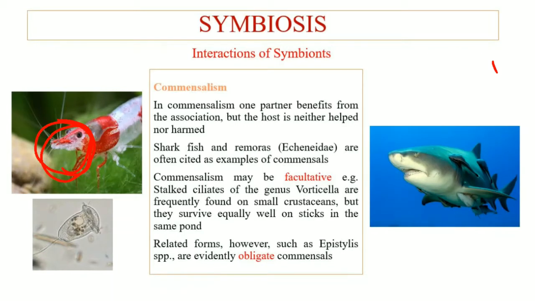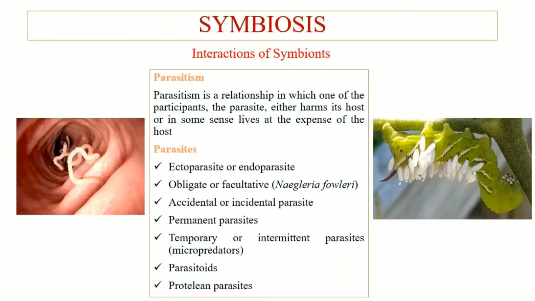So it means that the stalked ciliates belonging to the genus Epistylus can only survive on crustaceans. So this is an example of obligate commensalistic association. Parasitism is a type of relationship in which one of the participants, known as a parasite, either harms or lives at the expense of their host. So this is a type of association in which one of the participants is benefited whereas the other one is harmed. So next we will discuss the types of parasites.